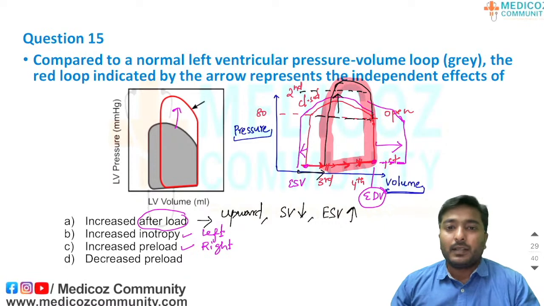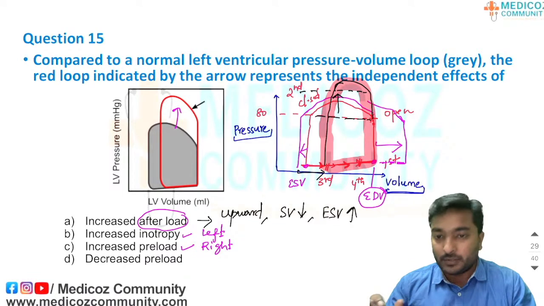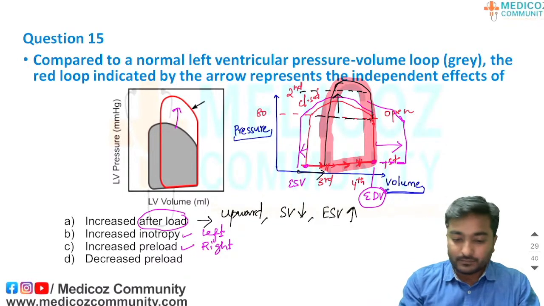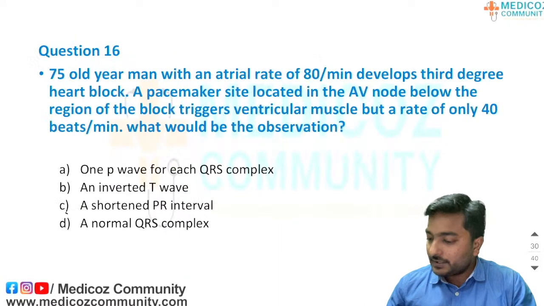Okay, this kind of image they can ask, along with a number of valvular diseases and some kinds of cardiomyopathies. So you have to think about what is happening, whether the curve will shift towards the right side or left or upwards. Okay, moving on to the next question.